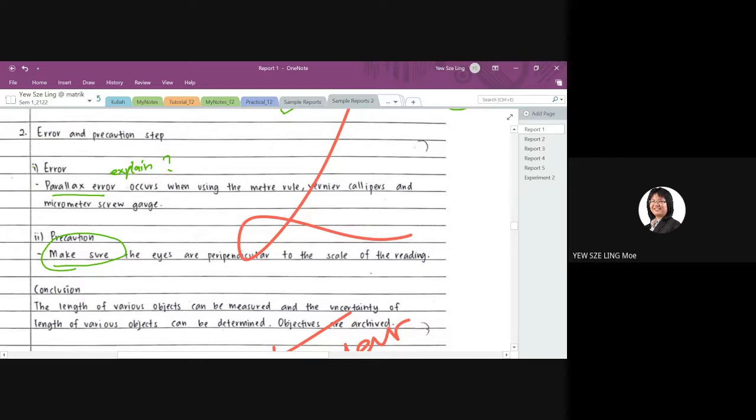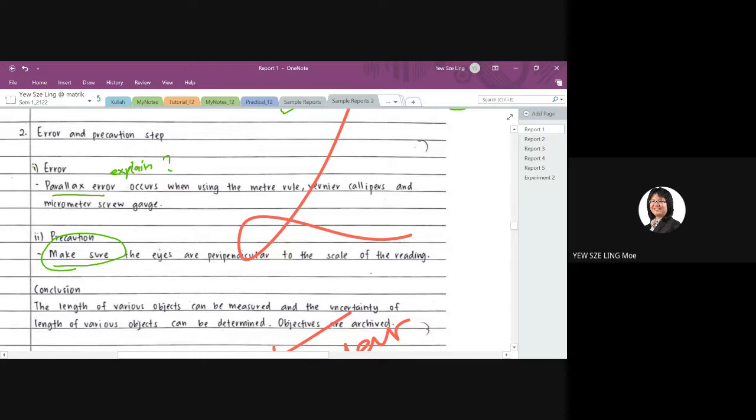So don't just say, now parallax error occur. When did it occur? How does it happen? So explain a little bit. Now you say make sure the eyes are perpendicular. This one, I don't have to wait for the second marker. Straight away, I know nobody will accept it. Not just me.